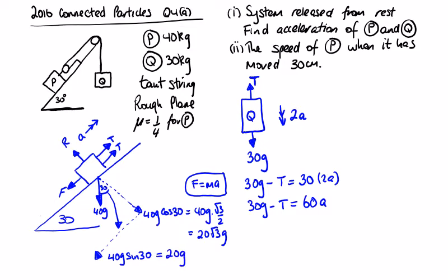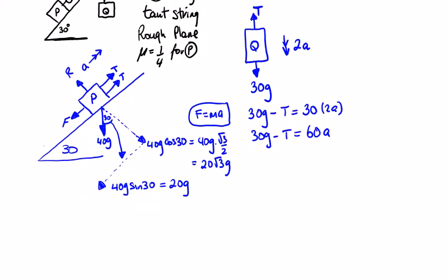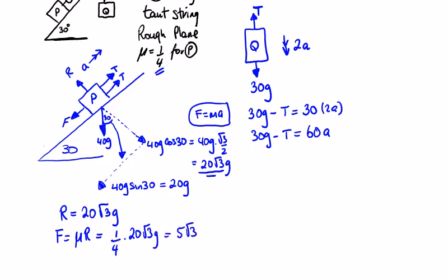So let's create some equations for P. Okay, it's moving up the plane, so the 2 T's are going to come first. We're going to have to take away this F, so I need to actually start with R here, because F is equal to mu R. What's R equal to? R is equal to this one going down. R is equal to 20 root 3G. And F is equal to mu times R, and mu in this case is 1/4, so 1/4 of 20 root 3G is going to be just 5 root 3G.